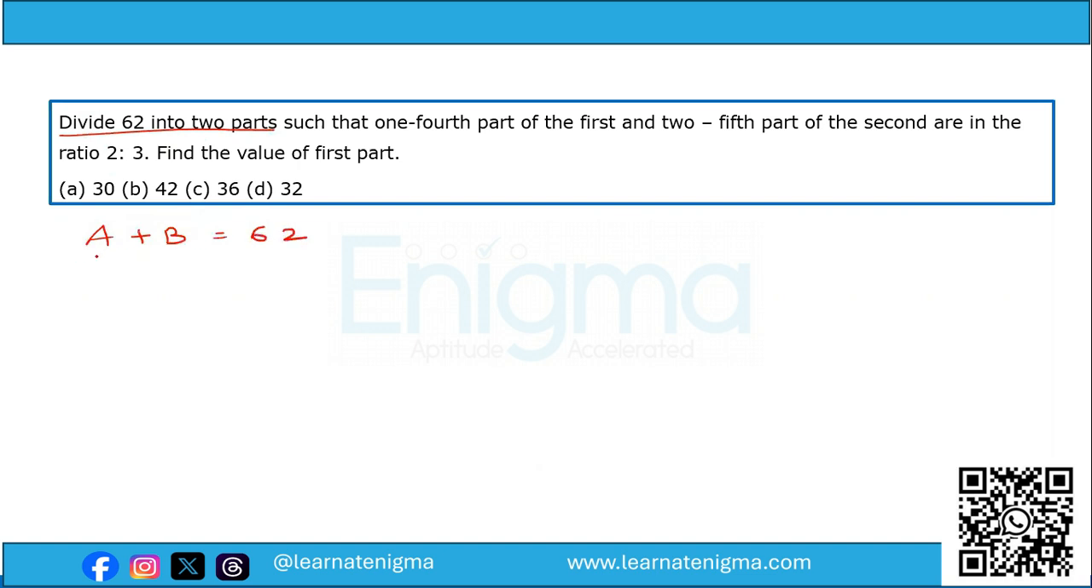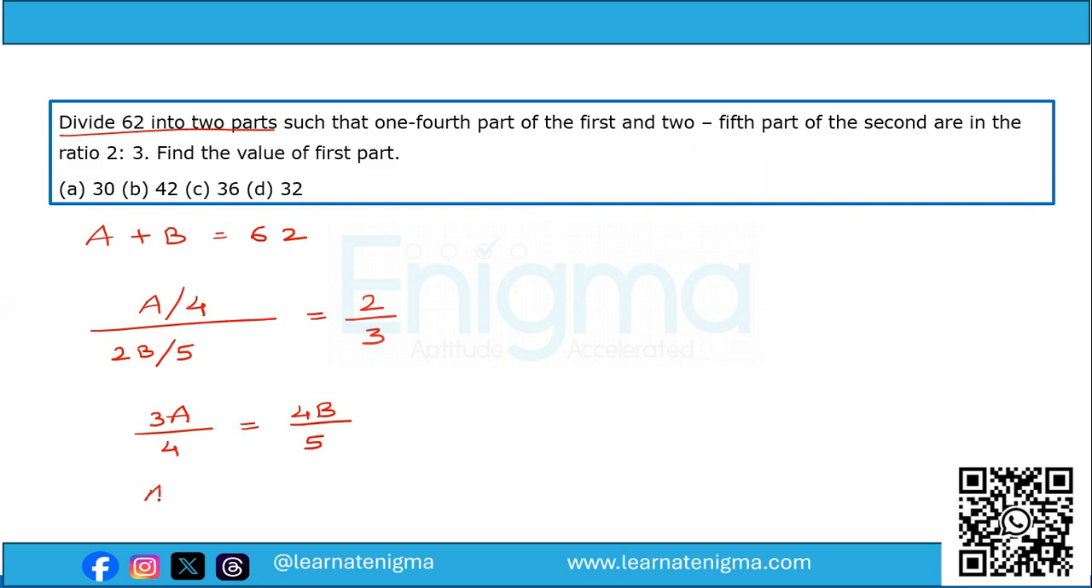Now A is the first part, so one-fourth part of the first means A upon 4, upon two-fifth part of the second, so 2B upon 5. This ratio is given to us as 2/3. Now, if we cross multiply, it becomes 3A upon 4 is equal to 4B upon 5.